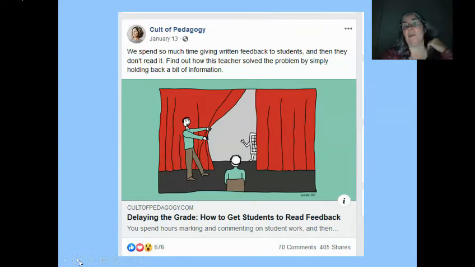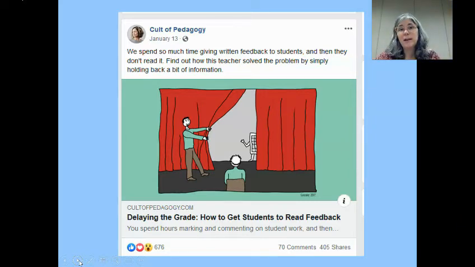Here's another example I got from a Facebook group called Cult of Pedagogy, and it talks about what can you do to get students to read your feedback on papers, because teachers spend a lot of time, or at least they should, reading your papers and giving feedback to them.